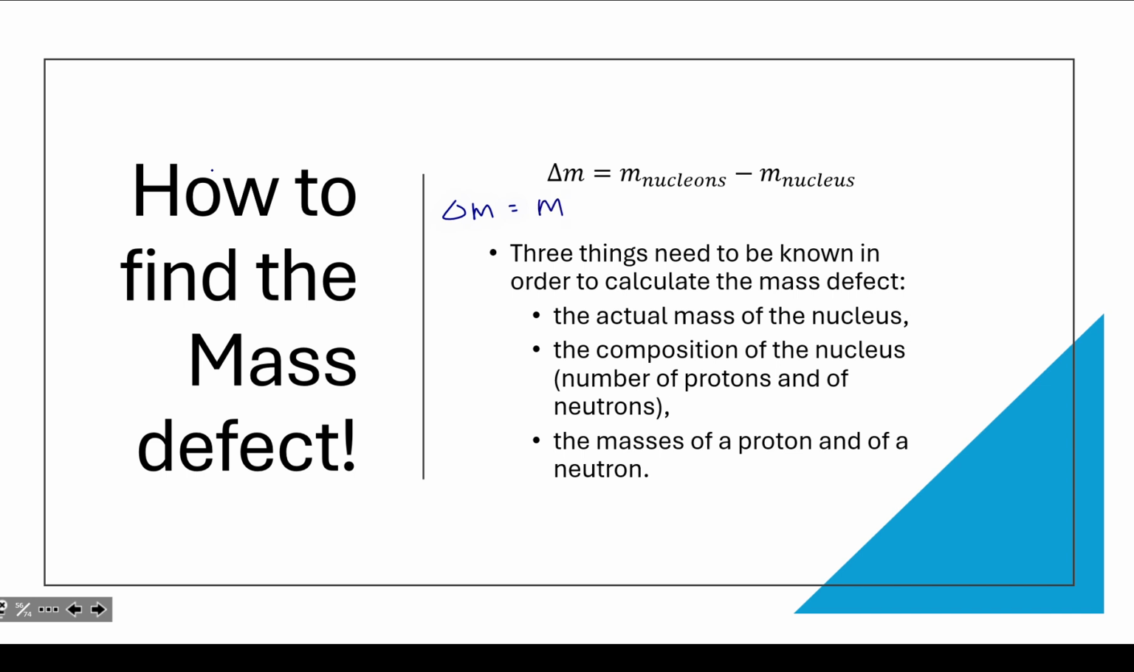Okay, so what makes up a nucleus? Well, if I take the mass of all my protons and the mass of all my neutrons, that should be the mass of my nucleons. And now I'm just going to subtract the mass of that nucleus. So all I have to do to find the mass of the protons is take my number of protons times the mass of one, and do the same thing for neutrons, and I've got the mass of my nucleons. Oh, and the actual mass of the nucleus should be given in your question.